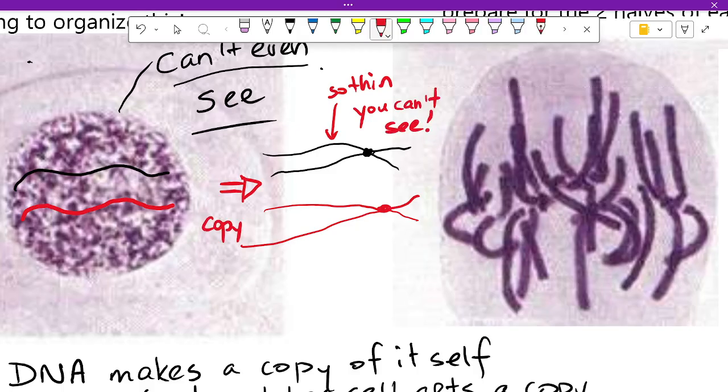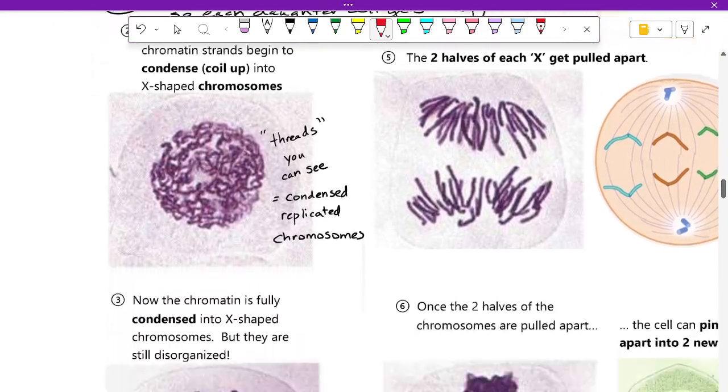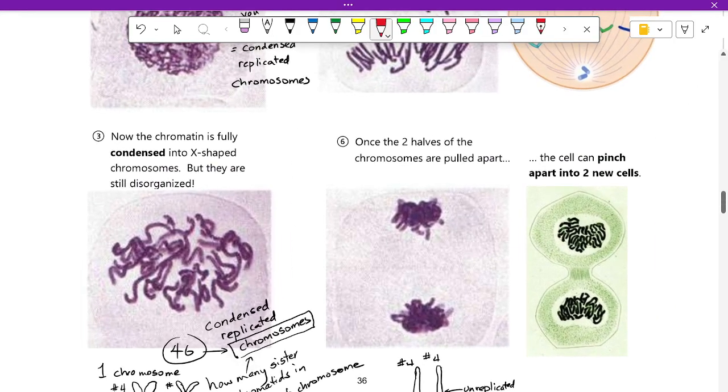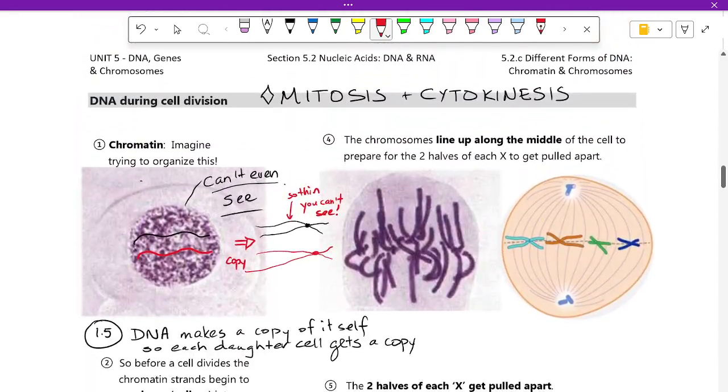So the copying takes place while it's so thin you can't see it. Then it coils up. Okay, now you have all these replicated chromosomes, 46 of them, each with 2 sister chromatids. And then, step 4, we have to go back up to the top of the page. We have to organize them.